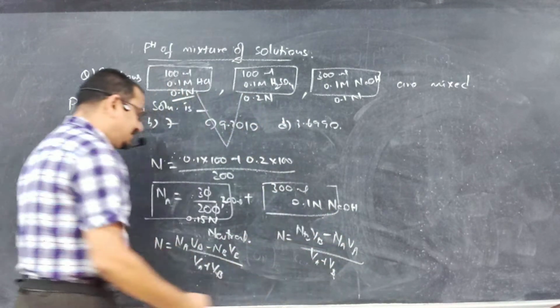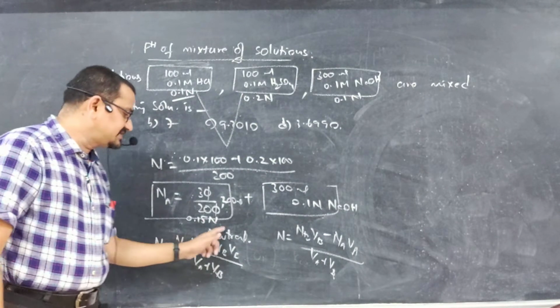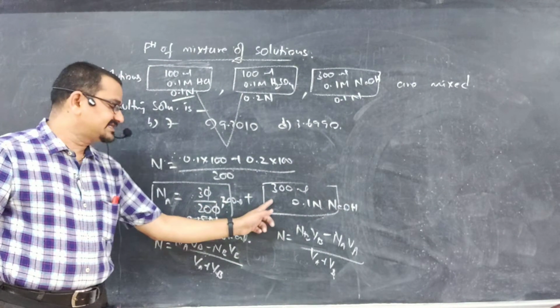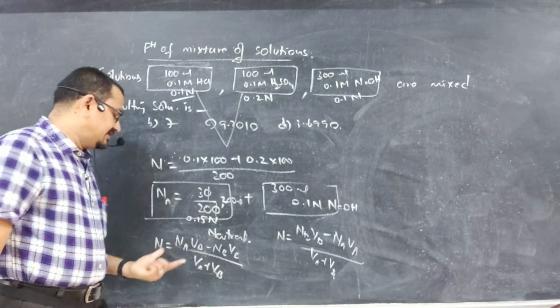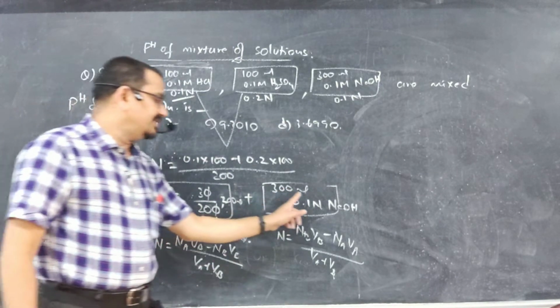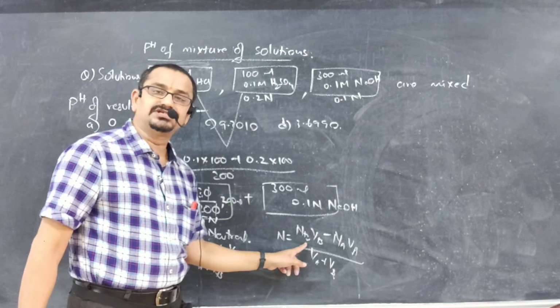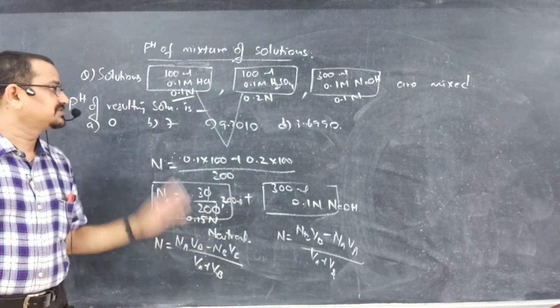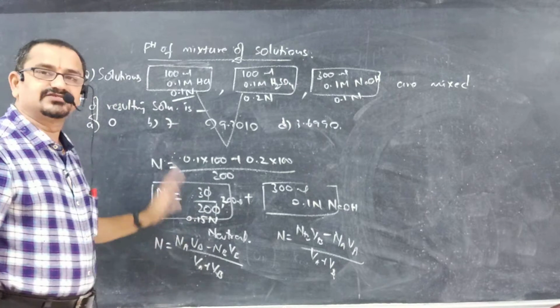So in this way, according to the situation, we have to see three cases. If equivalents are the same, it becomes neutral. If acid equivalents dominate, the resulting solution is acidic. If base equivalents dominate, the resulting solution is basic. So this is one question in which 2-3 formulas we have used.